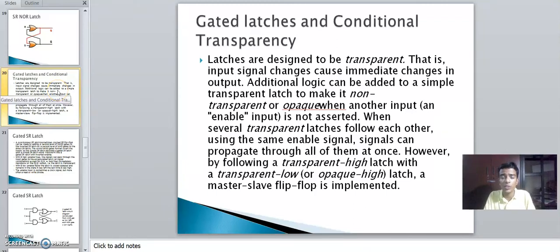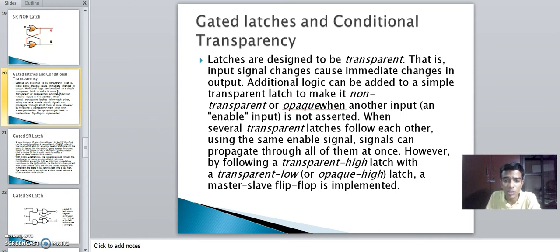Gated latches and conditional transparency. Latches are designed to be transparent. That is, input signal changes cause immediate changes in output. Additional logic can be added to a simple transparent latch to make it non-transparent or opaque when another input, an enable input, is not asserted.